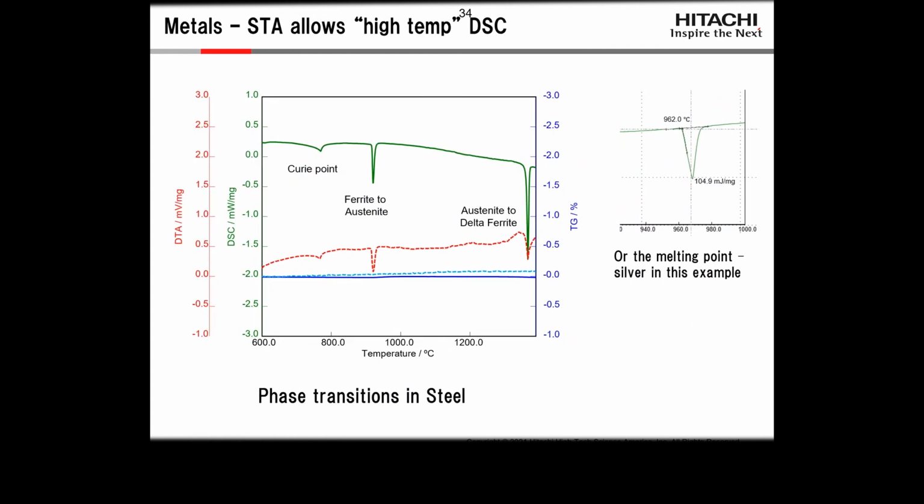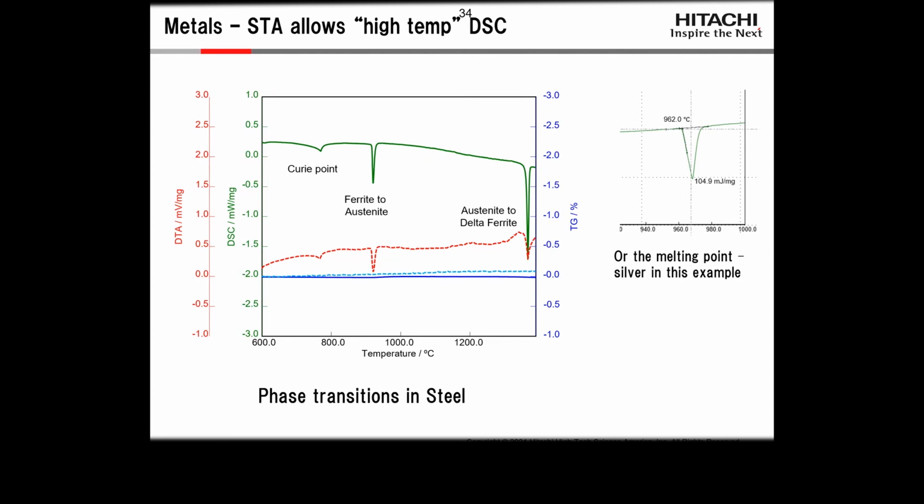The other thing that STAs let us do is they act as a high temperature DSC. Most DSCs stop working at 700 degrees or so because their electronics and their sensors are designed that way. The STAs allow you to collect data up to 1500 degrees.